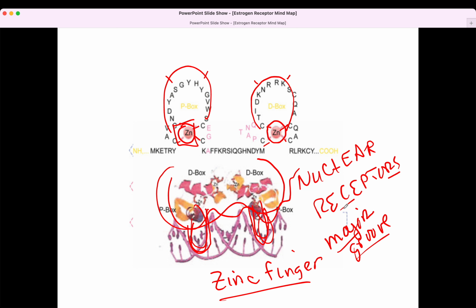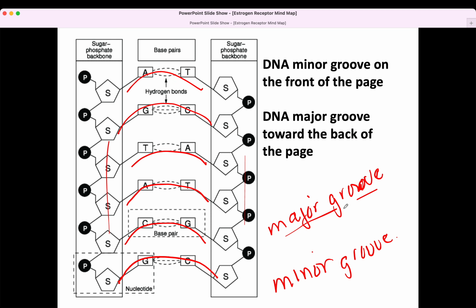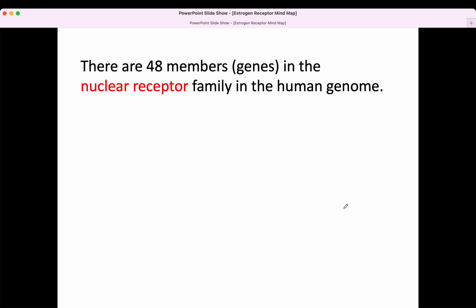And you want to include all that in your mind map and just try to spread it out and have those terms: zinc finger, major groove, and a little explanation as part of your mind map. Great. So now I just want to go out on the other side of that mind map where we're going to talk a little bit about the nuclear receptor family, and we'll be done.